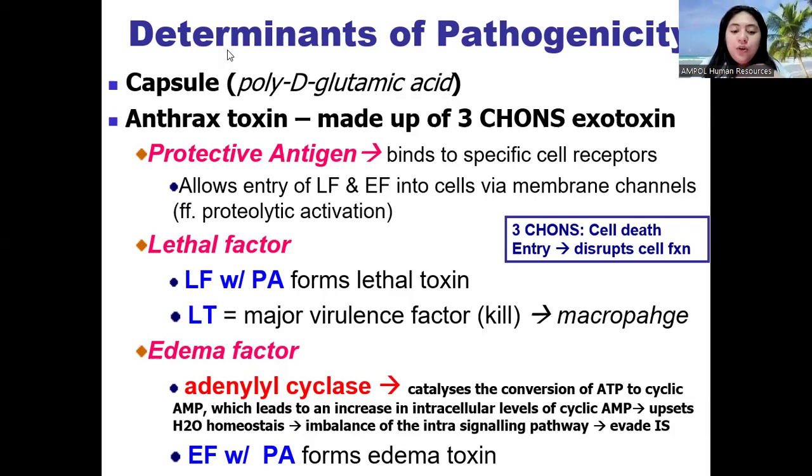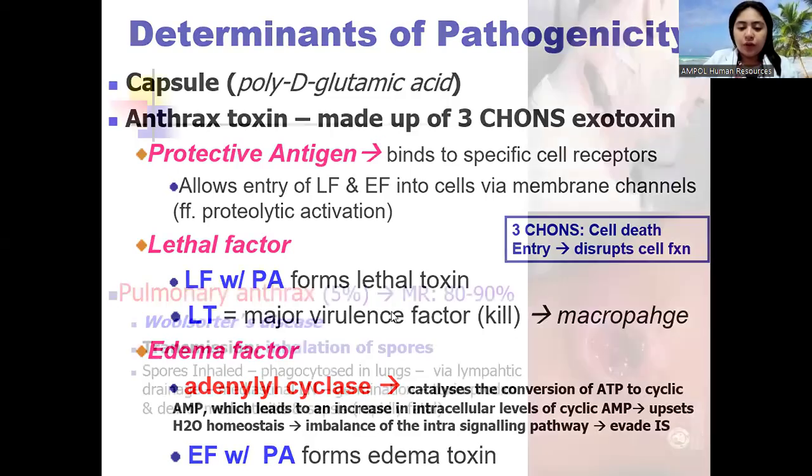This leads to the increase in cellular levels of cyclic AMP, which upsets the homeostasis, or the water balance in your body, and evades your immune system. Edema factor plus protective antigen forms the edema toxin. These three proteins disrupt cell function and eventually lead to cell death.